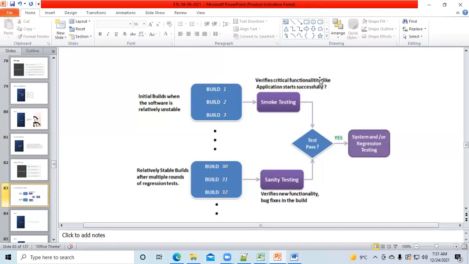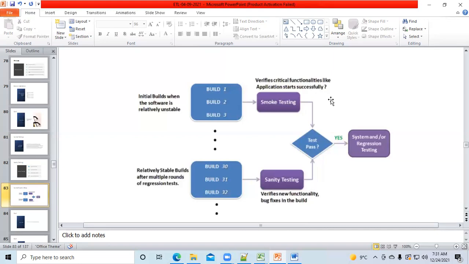In smoke testing, you verify critical functionalities, like whether the application starts successfully. A very simple example. The application is getting started or not. So in your ETL case, you will check all the tables which were in scope. Suppose 20 tables are in scope. You will just see whether those 20 table names are there or not. Don't write a query and check whether data is there or not.